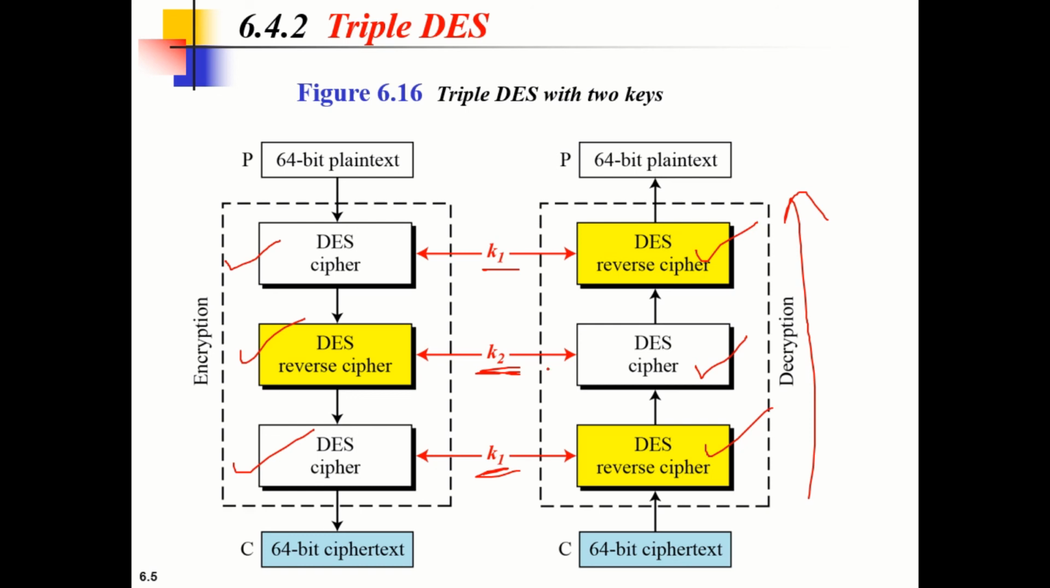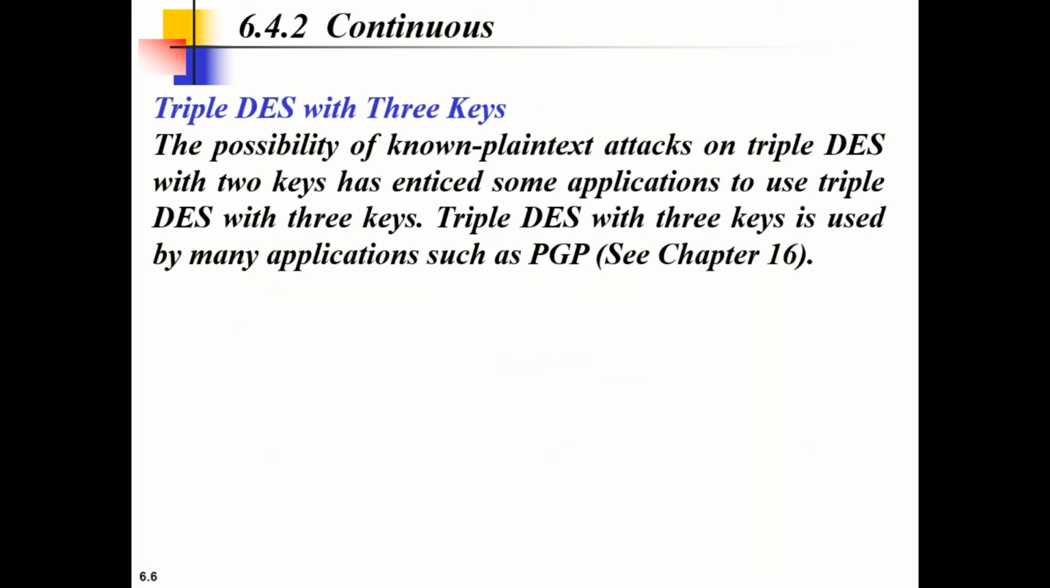Just like this, we can have triple DES with 3 keys as well, which makes use of K1, K2 and K3. So in that case, this reverse cipher will not be there. There will be the simple cipher process. So that is about triple DES.